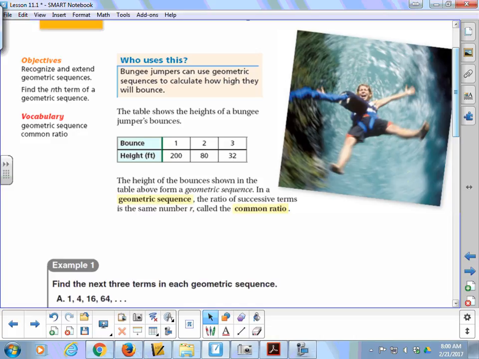And the ratio of successive terms is the same number r, which we call the common ratio. So the number that we multiply by each time to get from one term to the next is called the common ratio, and we use the letter r to represent that common ratio.